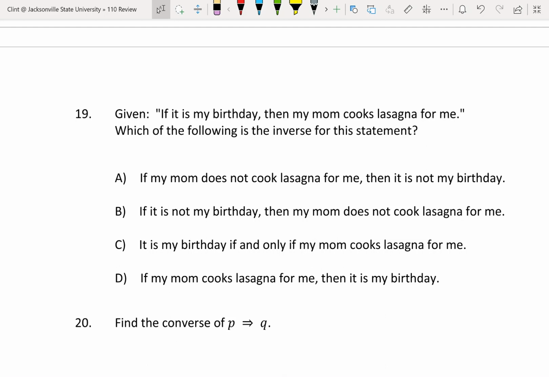So to get to the inverse, what do we want to do? We want to negate both statements. So let's see. Yeah, it looks like B. So there, the only difference from what we're given is the nots on both sides. If it is not my birthday, then my mom does not cook lasagna for me. So that is the inverse.